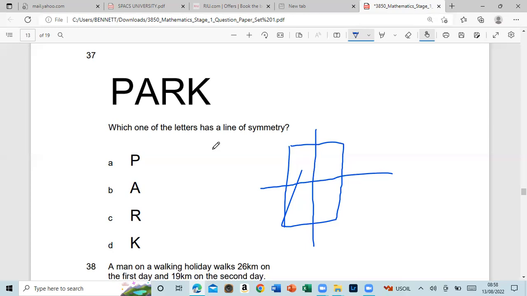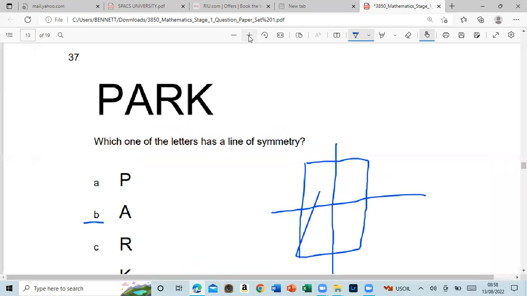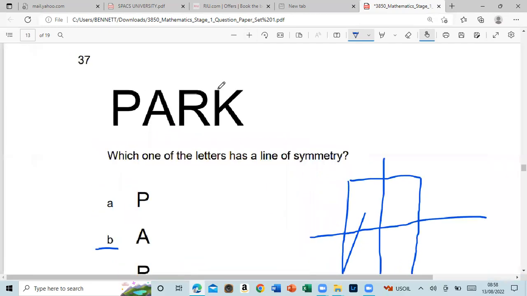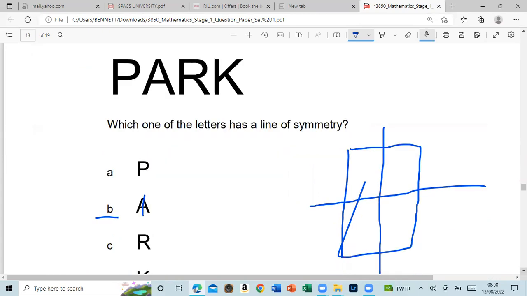Sir, A. A as in A, or B. B. Right. So the axis of symmetry, let me just make it bigger. If we draw a line right through here, and we fold this with this, it's going to fit exactly. So it's actually A. But the answer is option B, right?